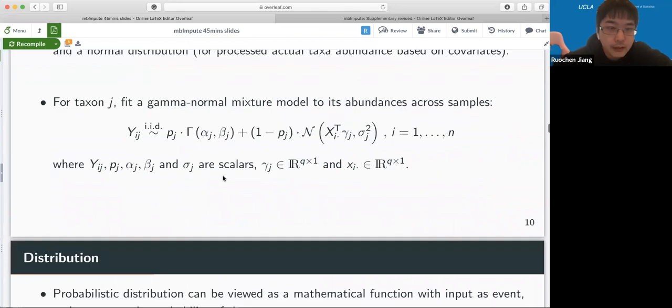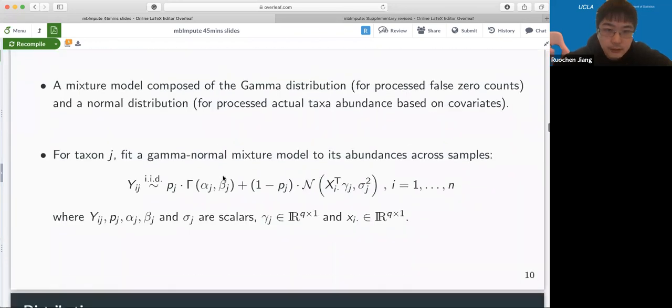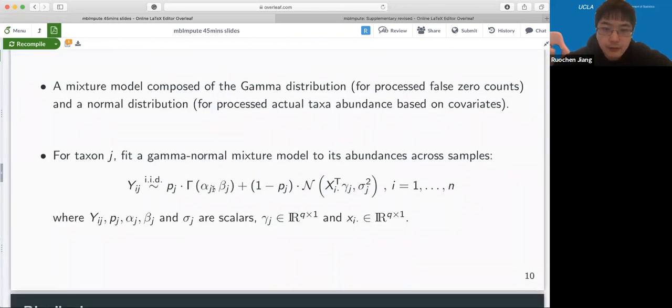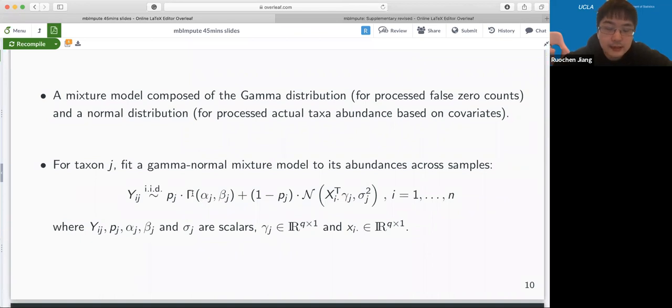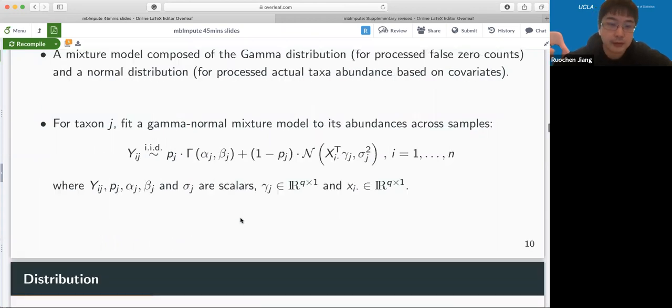Just from the formula, you can see that this is the PDF of the gamma distribution, and this is the probability density function of the normal distribution. And we have some probability that the log transformed reads will come from this distribution, and some probability that it will come from the other distribution.